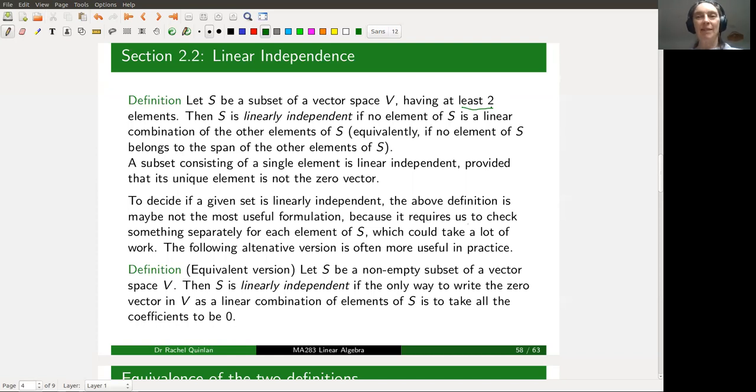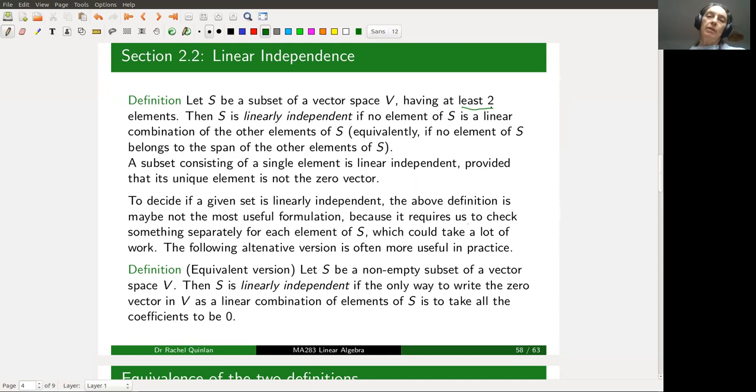Since this definition required this little technical thing of having at least 2 elements in our set, I should also mention that a subset consisting of a single element is also linearly independent, provided that its unique element is not the 0 vector. So that's what it means to be linearly independent. A set of vectors is linearly independent if no one of its elements is a linear combination of the rest of them. In a way, you could think of it as saying that all of them are needed to span its linear span. If you threw out any of them, you would also lose some of the linear span.